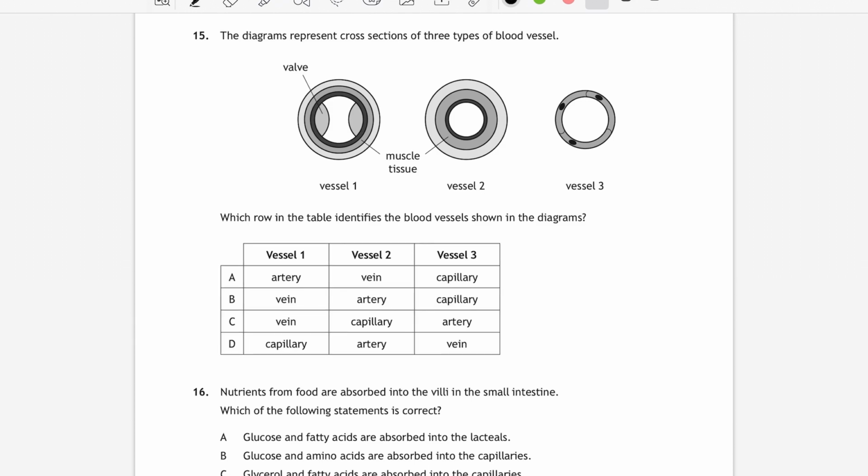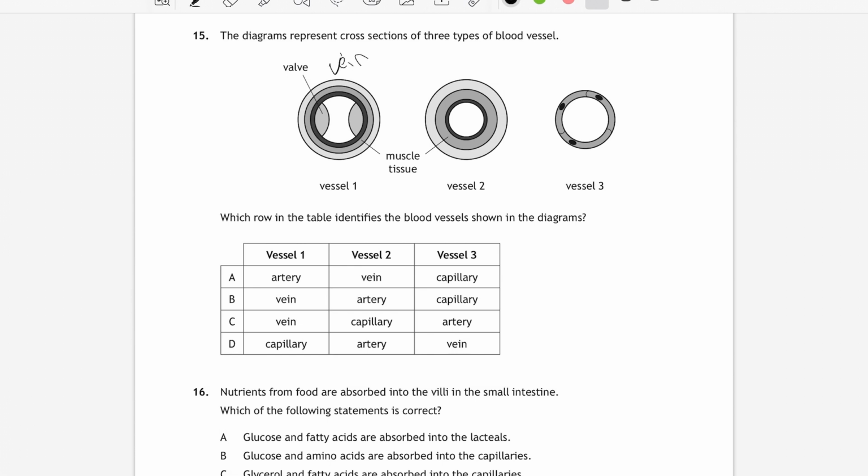Okay, so we're looking at these diagrams here, and we've got a valve. This is very important here. We've got a valve here. Now, arteries don't have valves, but veins do. So that must be a vein.